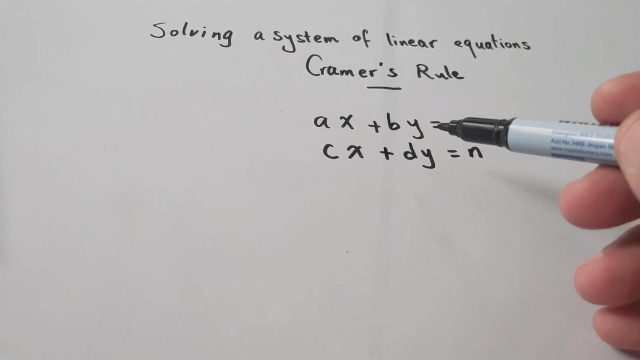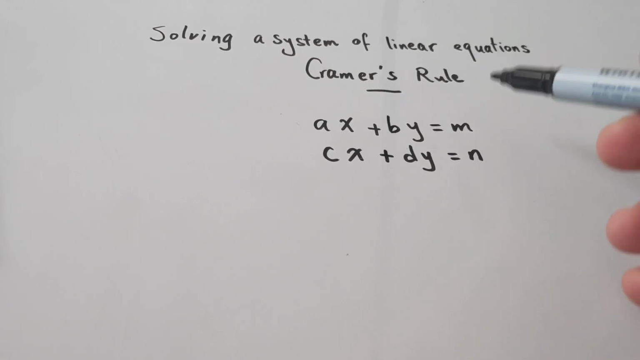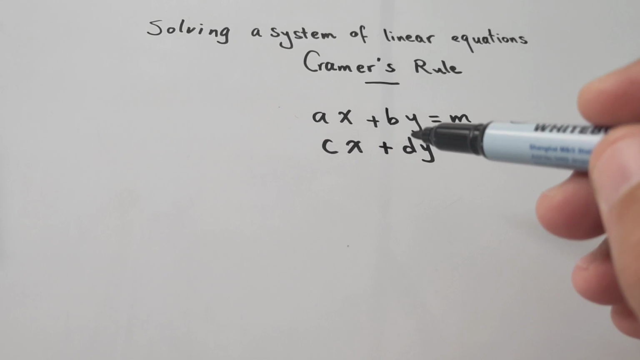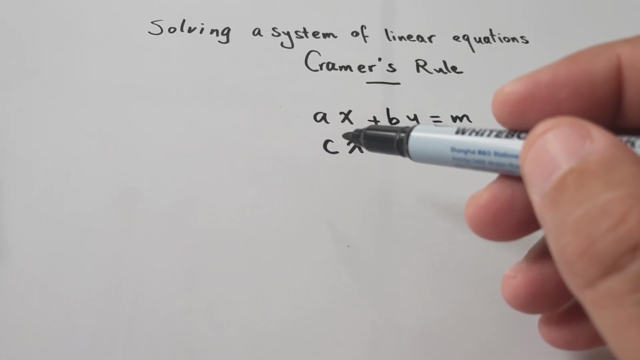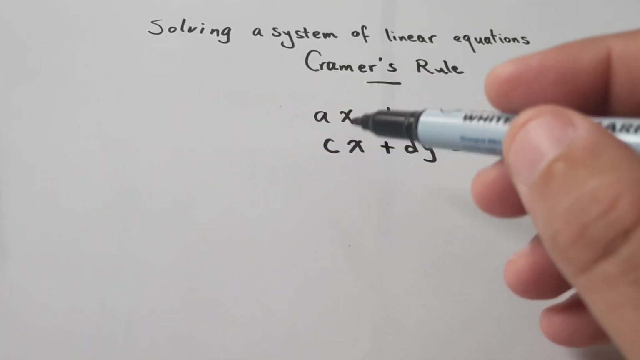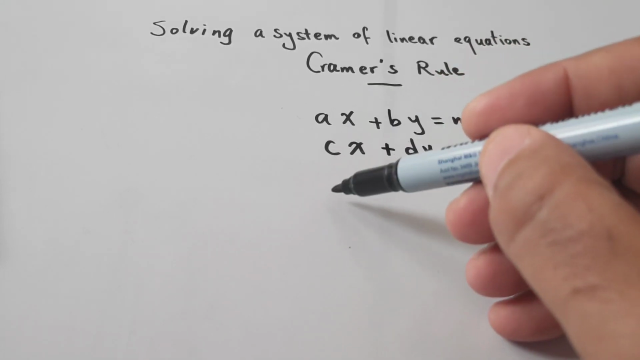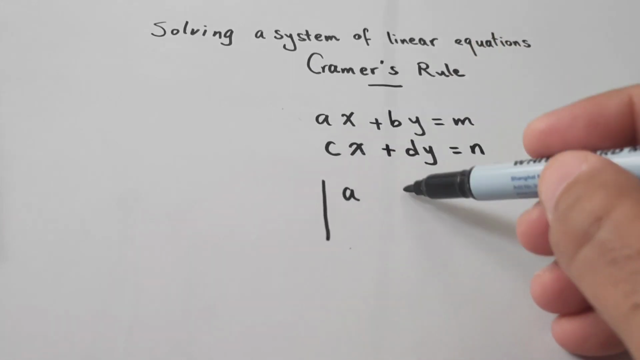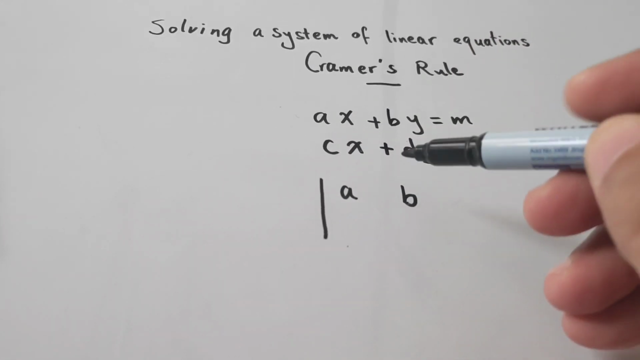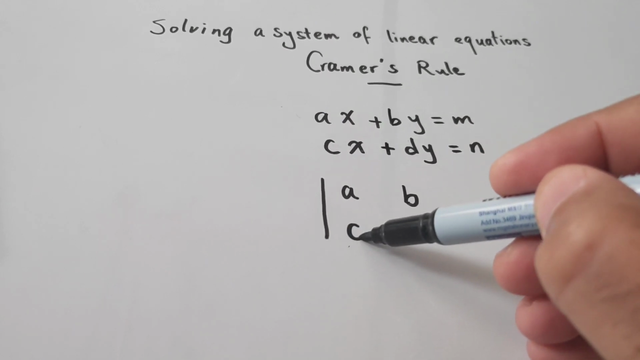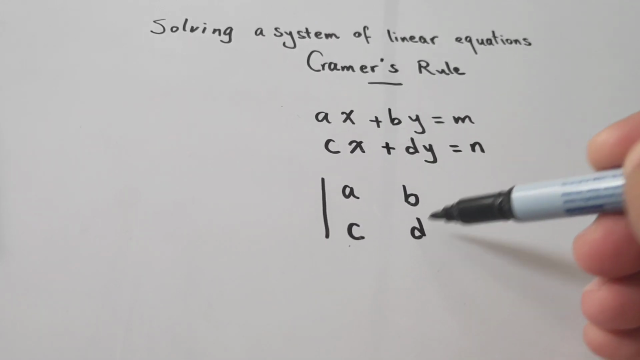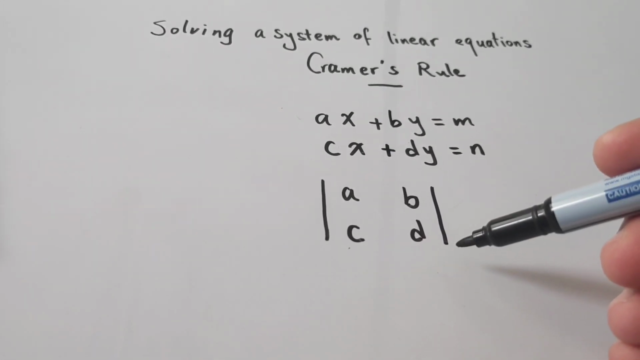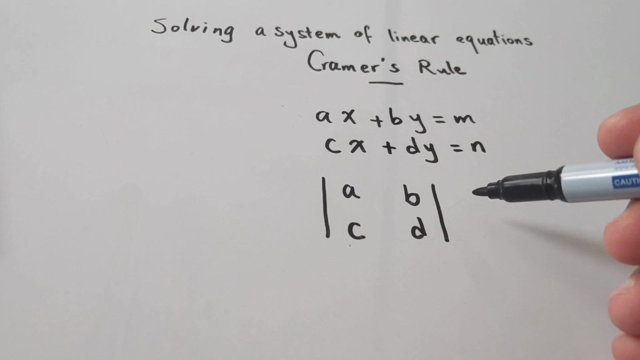Then we solve the system by doing the following steps. First of all, we find the determinant of coefficients like that: a, coefficient of x, b, coefficient of y, c, coefficient of x, d, coefficient of y. This is called the coefficient determinant.